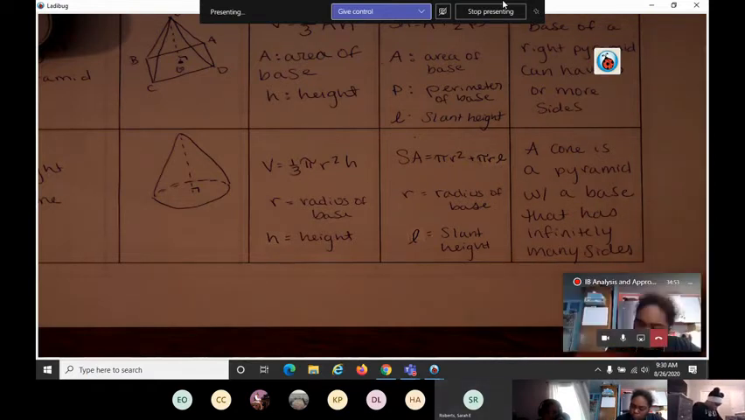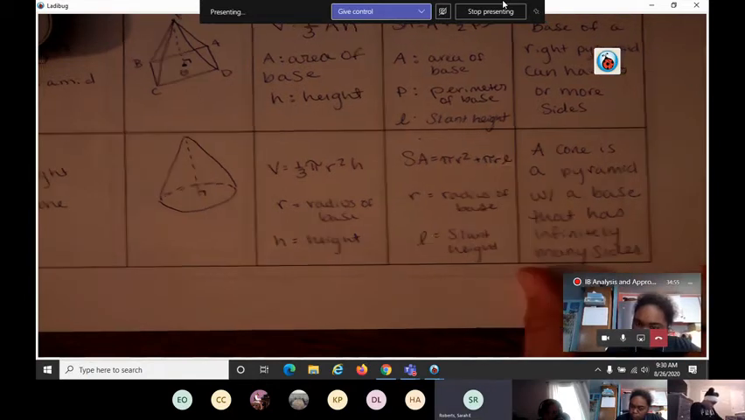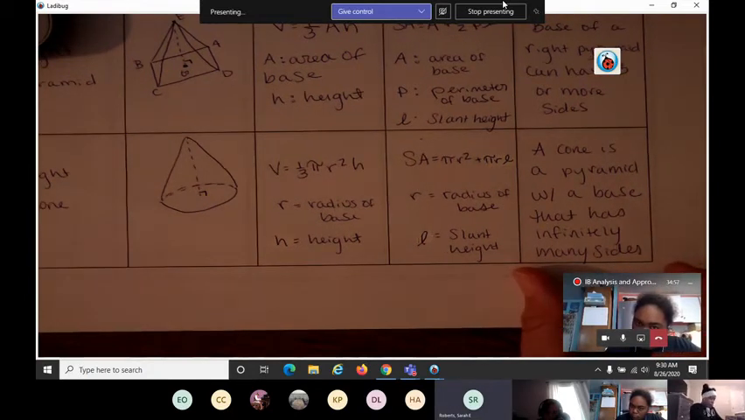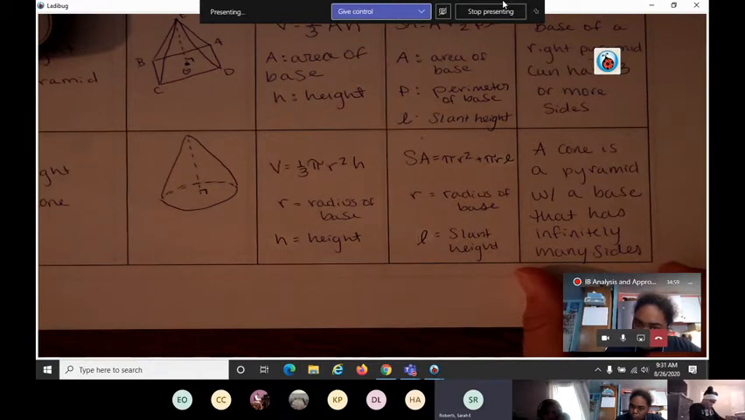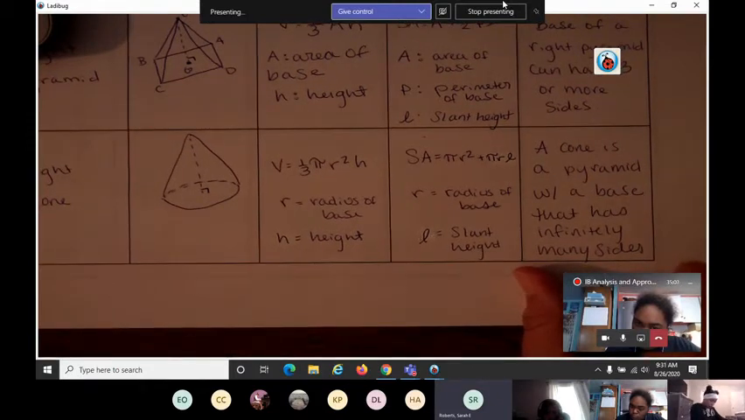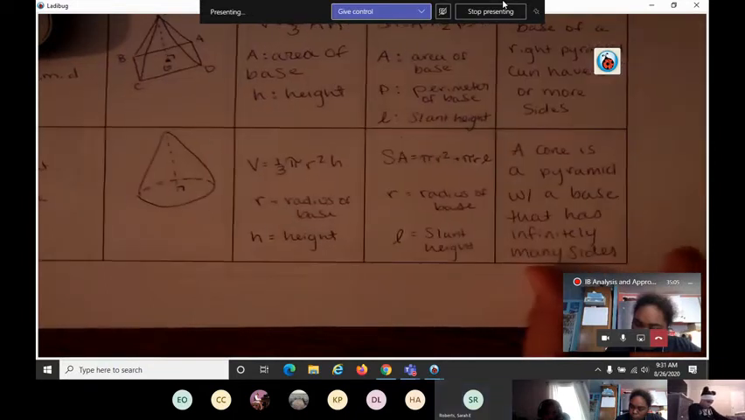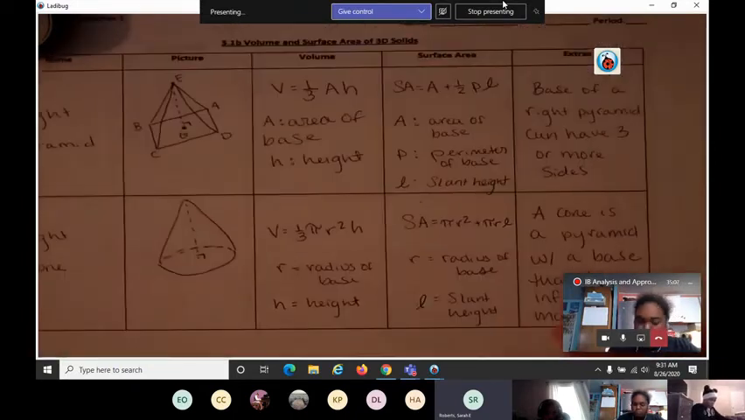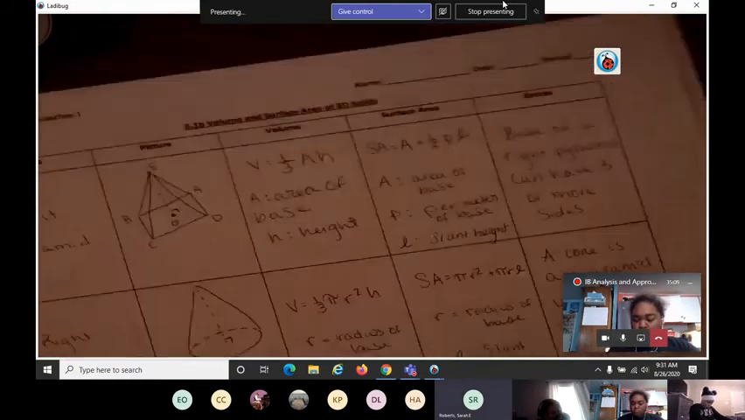Okay, I'm gonna go ahead and switch to a new one. I will post filled in copies of this afterwards if you're missing anything, okay? We have 2 more shapes to talk about. The next one is the sphere.